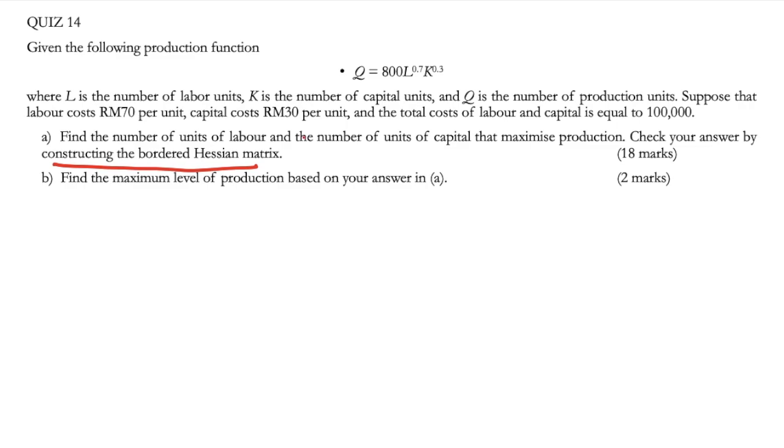Okay, here you need to understand the question first. You have a production function, call it Q. Q is actually the number of products you produce, and in order to produce Q, you need labor and capital. Insert into this production function, then you can get Q. Okay, so this is the production function.